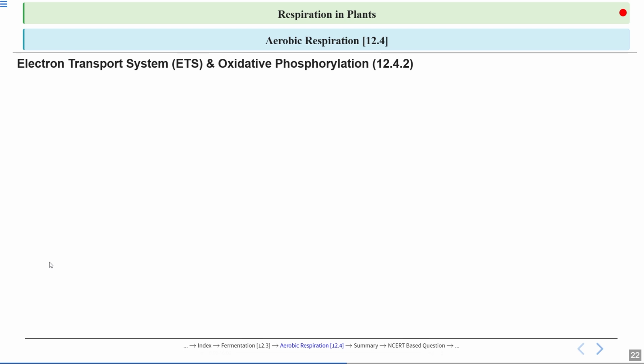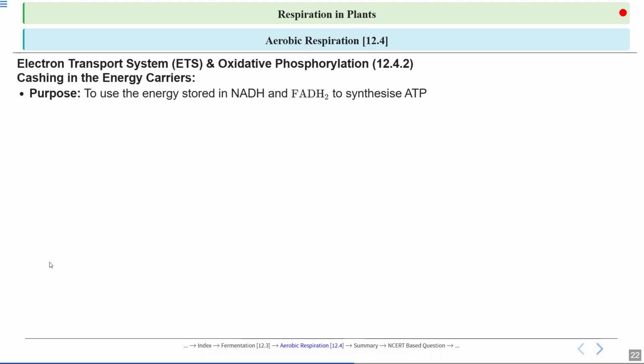Students, now let's talk about the electron transport system and oxidative phosphorylation. These are the next steps in aerobic respiration. So the key idea: this is the stage where the cell finally uses the energy it has stored in NADH and FADH2, which are the energy carriers. The main purpose is to use the energy stored in NADH and FADH2 to make ATP.